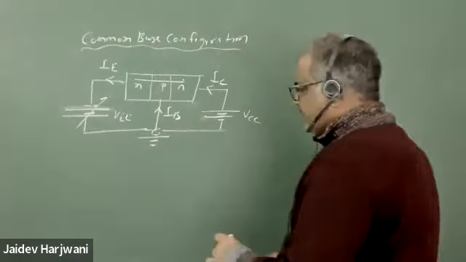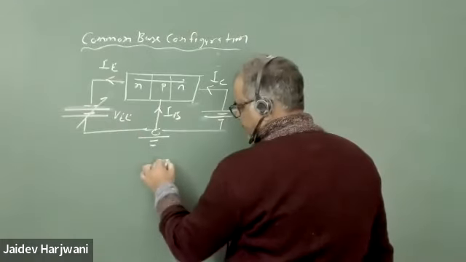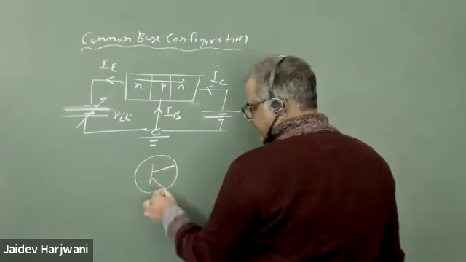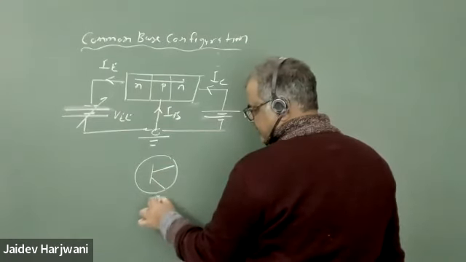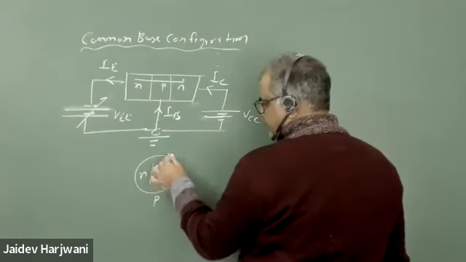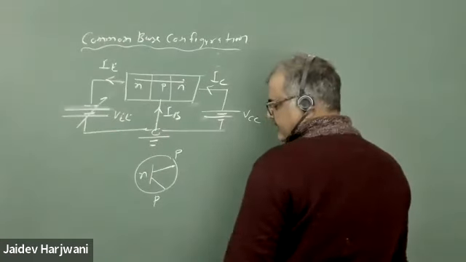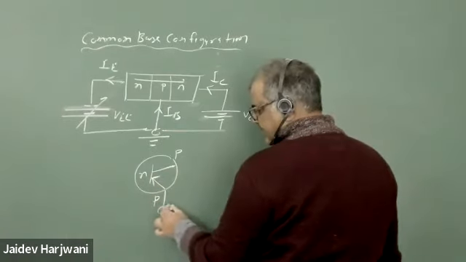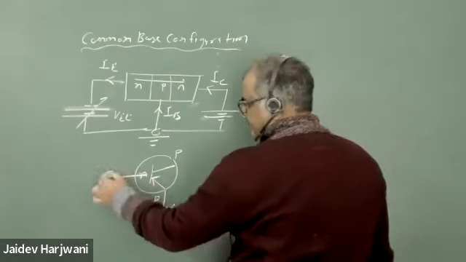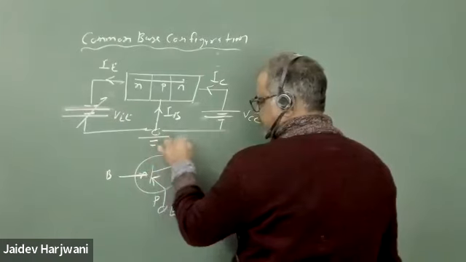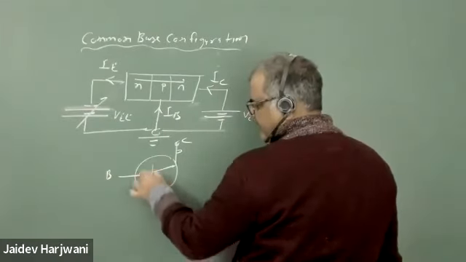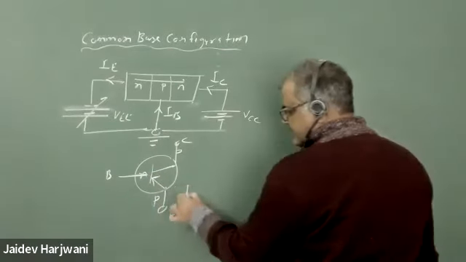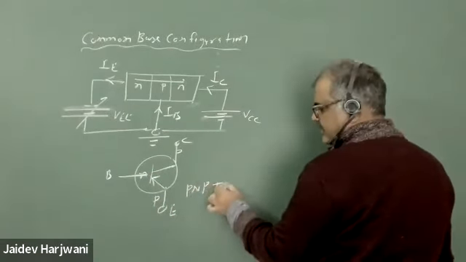Now suppose you want to make a PNP transistor. This is P, this will be N, and this will be P. The current direction will always be from P to N. So in a PNP transistor, say this is my emitter, this is my base, and this is my collector. You can identify it with the arrow sign. If the arrow is going inside, that is your PNP transistor symbol.